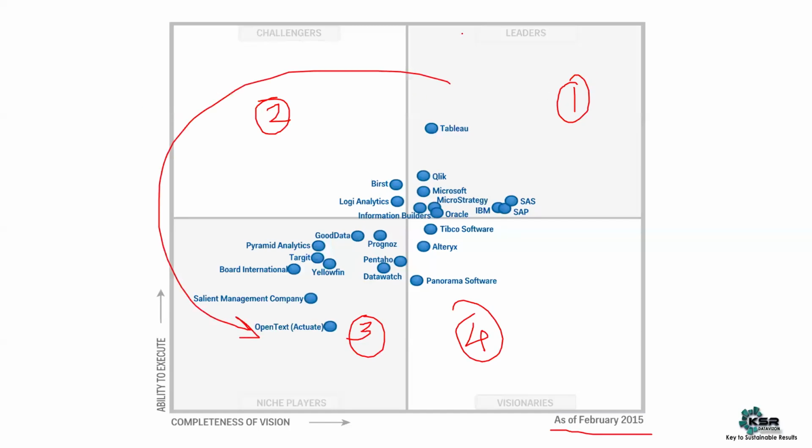In quadrant one, there are all the leaders. If you see, Tableau is leading here. Nowhere is any other tool comparable. There is a very huge gap. Next to Tableau is ClickView. Next to ClickView is Microsoft, which is Power BI. And MicroStrategy is also somewhere nearby Microsoft.